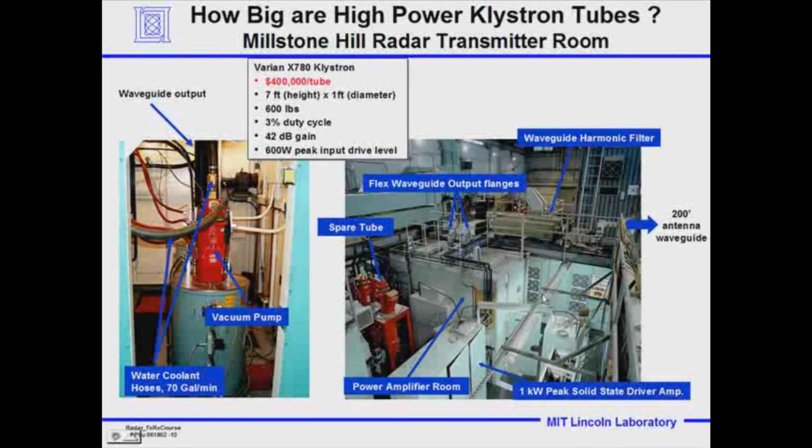There's very large waveguide. 200 feet of waveguide goes from the transmitter out to the antenna. There's a 1 kilowatt peak power solid-state driver amplifier. There's a whole room that houses the power amplifier itself. There's a spare tube here, and all sorts of stuff. You can see this is a big radar. It has a gain of 42 dB. That's a gain of 10,000 with a low duty cycle, 3% of the time it can be on. Weighs 600 pounds, 7 feet by a foot, just to give you a physical size of the beast.